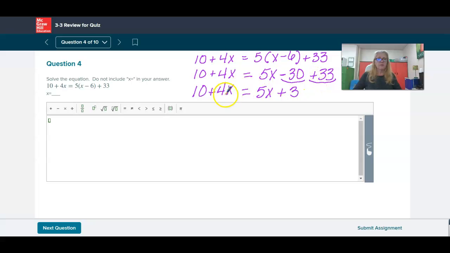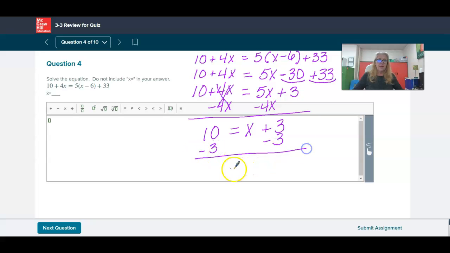So which is smaller, 4x or 5x? Well, 4x is smaller, so we're going to subtract 4x from both sides. And that gives me 10 on the left-hand side and nothing else because that's gone. 5x minus 4x is 1x, or we just write x, and then there's still a plus 3 over there. To get x by itself, then, all we have to do is subtract 3 from both sides, and we find that x is 7. Type in 7.